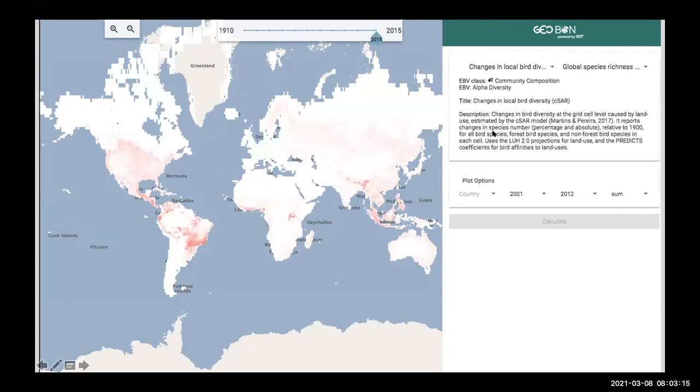Here's another one, which I did not like at all because I'm an ornithologist, but changes in local bird diversity. So changes in bird diversity at the grid cell level caused by land use change, estimated by the CSAR number model. It reports changes in species number relative to 1900 for all bird species, forest bird species, and non-forest bird species. I can tell you pretty quickly, this is not gonna be very rigorous, okay? I'll just say it that way. I won't say the word bullshit, okay?